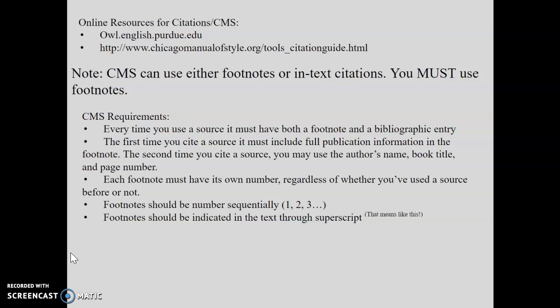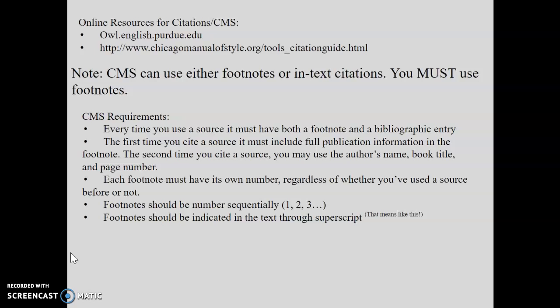Historians typically use the NB, or Notes and Bibliography form, which cites your sources in a footnote. So you're looking for examples that use footnotes and a bibliography at the end, rather than any kind of in-text citations. I also have a list of things here that are common issues or common errors that students run into, especially the first time they use Chicago style.